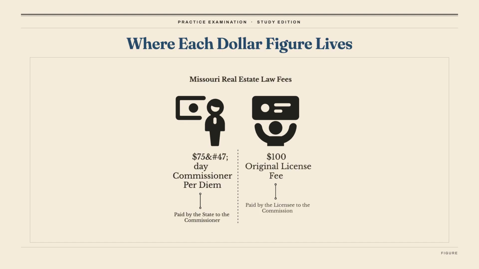The $100 distractor is a real number, but it's the license issuance fee paid by licensees. The $50 distractor is also real, but it's a monthly penalty for a delinquent renewal. Both are genuine figures from the correct body of law, just attached to the wrong question.